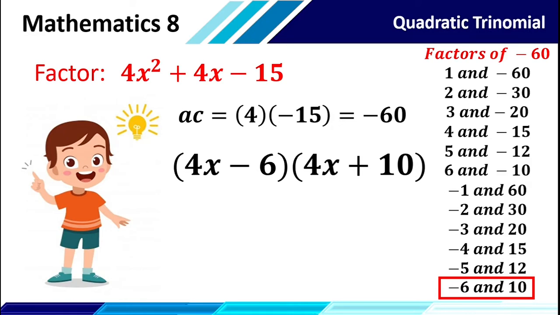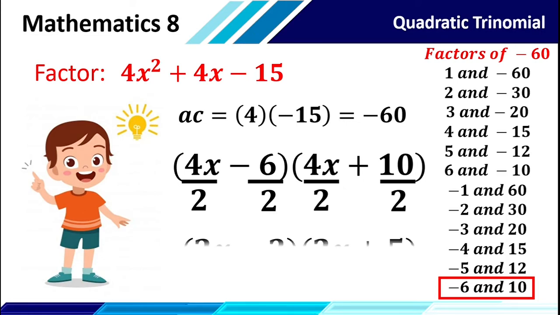The next thing that we need to do is to check whether those binomials are divisible by a particular number. We know that 4 and 6 are divisible by 2, and 4 and 10 are divisible by 2 as well. Therefore, when we simplify this expression, we will have 2x minus 3 times the quantity of 2x plus 5.